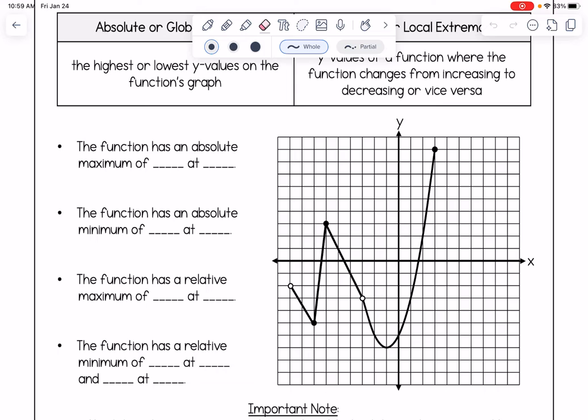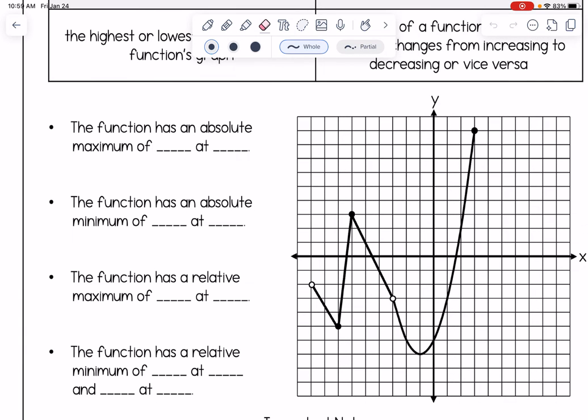The function has an absolute maximum: the very highest point on this graph is over here. So I'm going to say that it has an absolute maximum of 9 at x equals 3. When we look for the lowest point on the entire graph, we can see that over here, and that is where we have our absolute minimum. So when we write that out, we're going to say the function has an absolute minimum of -7, and it occurs at x equals -1.